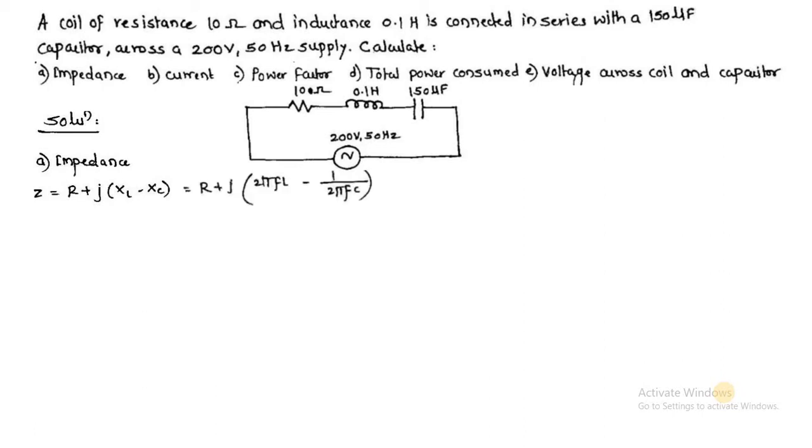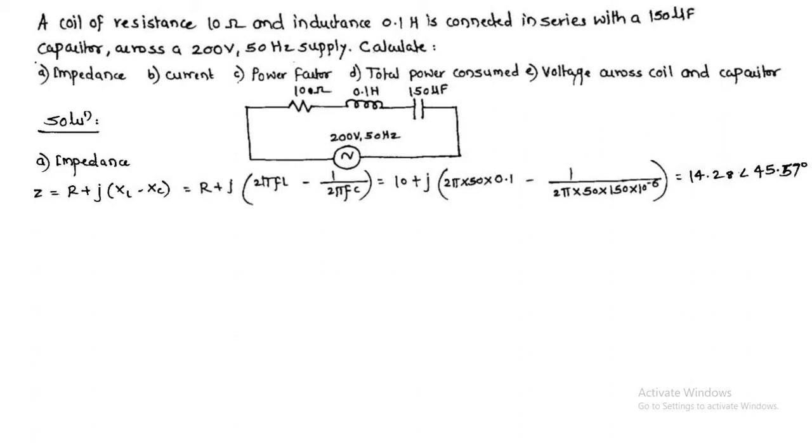So Z is equal to R plus J XL minus XC. XL is 2 pi FL, and XC is 1 upon 2 pi FC. Now putting all the values in this equation, R is 10, plus J in bracket 2 pi FL, that is 2 into pi into 50 into the L value 0.1, minus 1 upon 2 pi FC, where 2 pi into 50 into the C value 150 into 10 raised to minus 6.